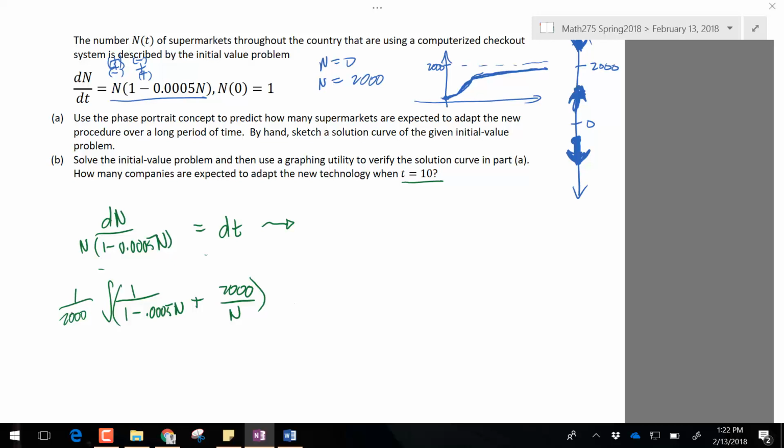All right. So this is partial fractions. So we're going to have 1 over 2000. And what's the antiderivative of this first one?